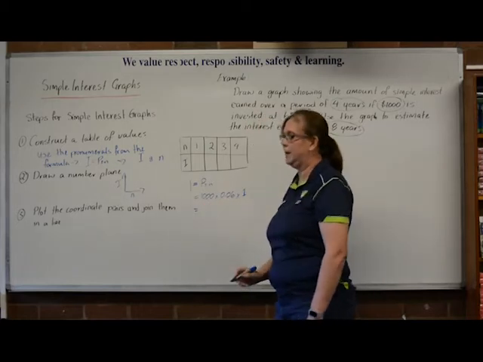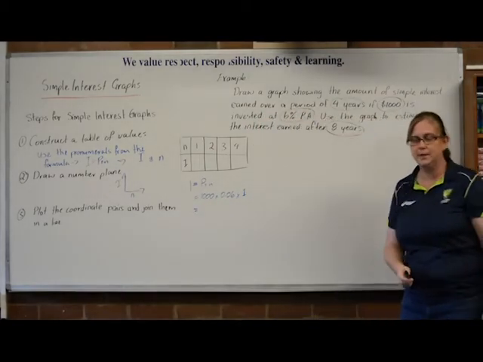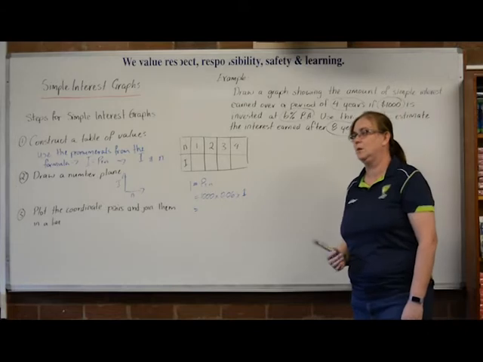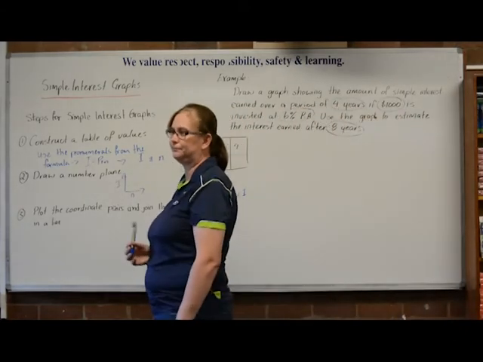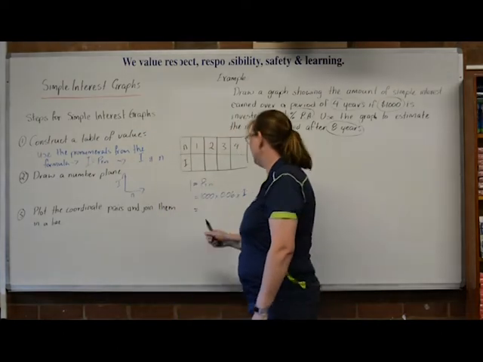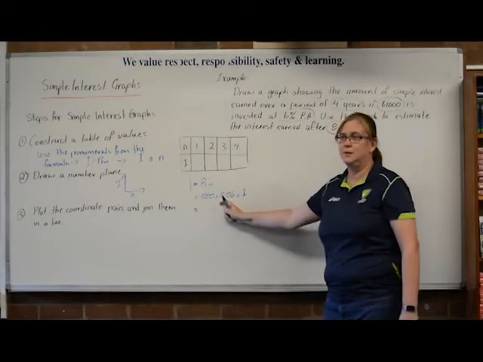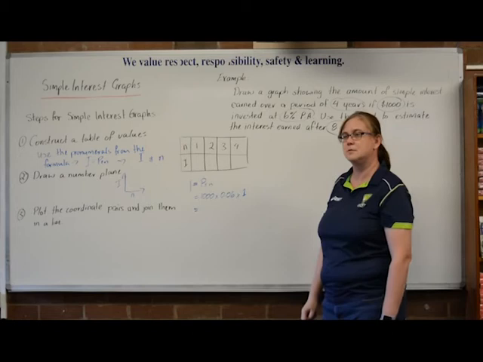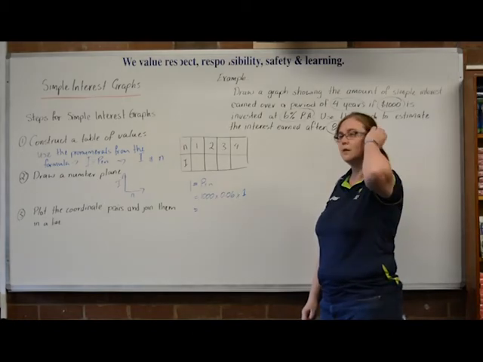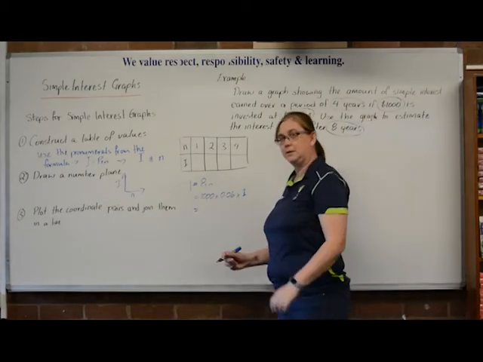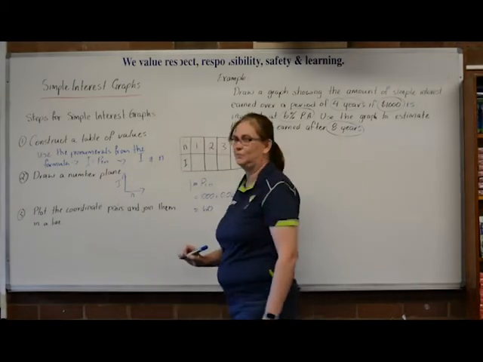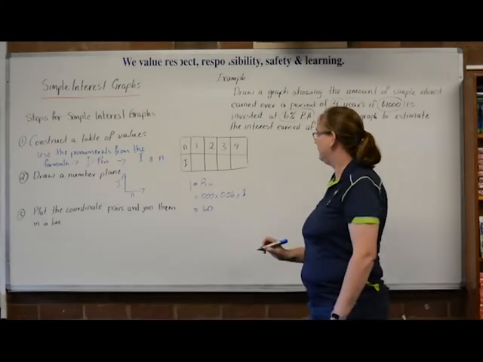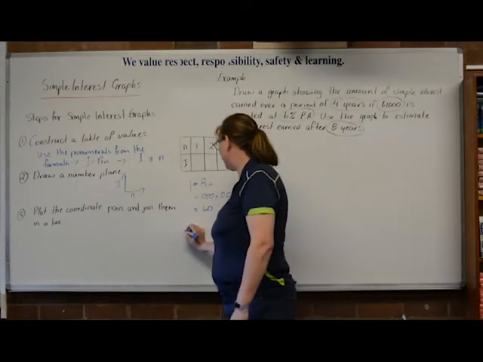And what are we going to get? Someone use their calculator. What is it? 1,000 times 0.06 times 1. 60. Work that out without a calculator. Yeah, because you are a calculator. 60.